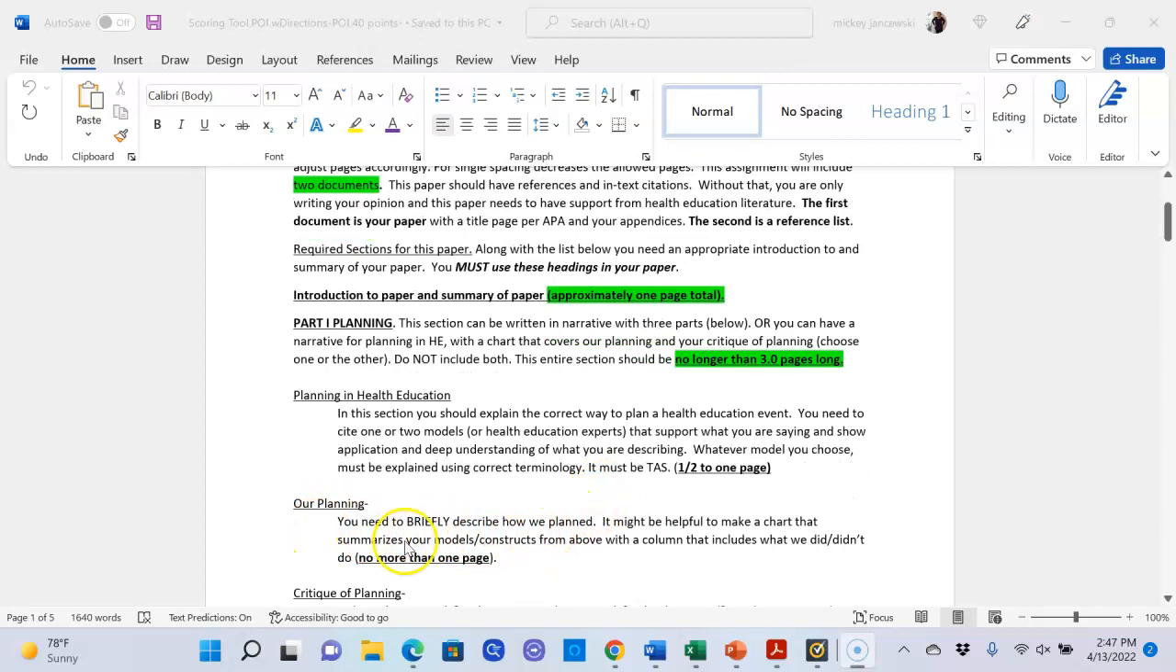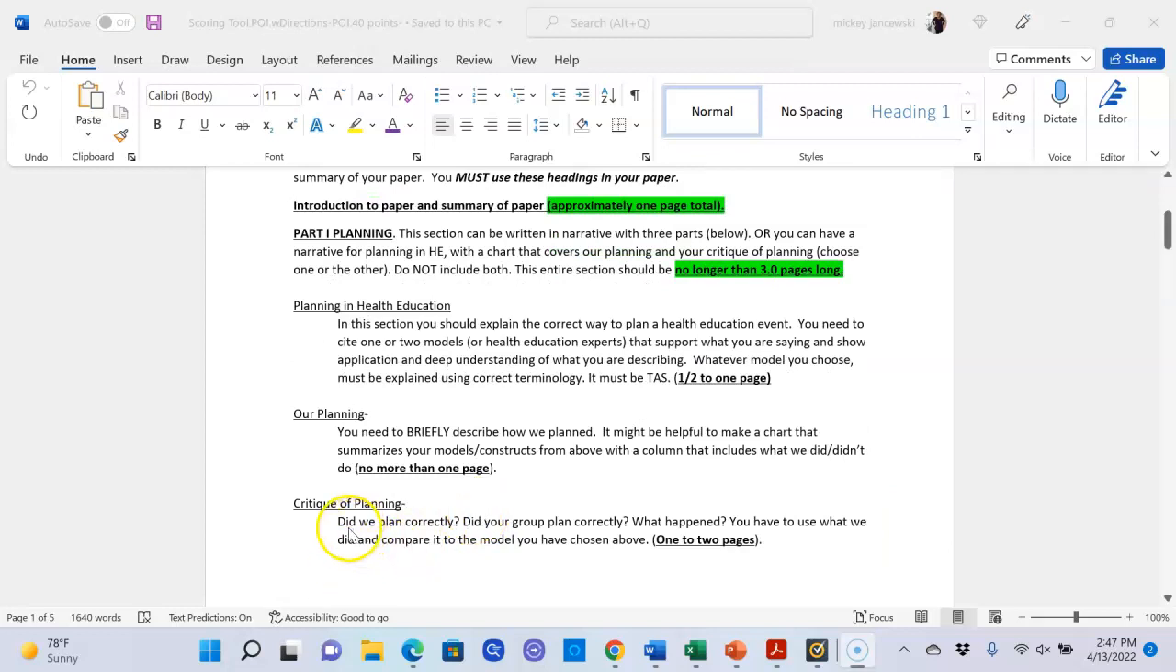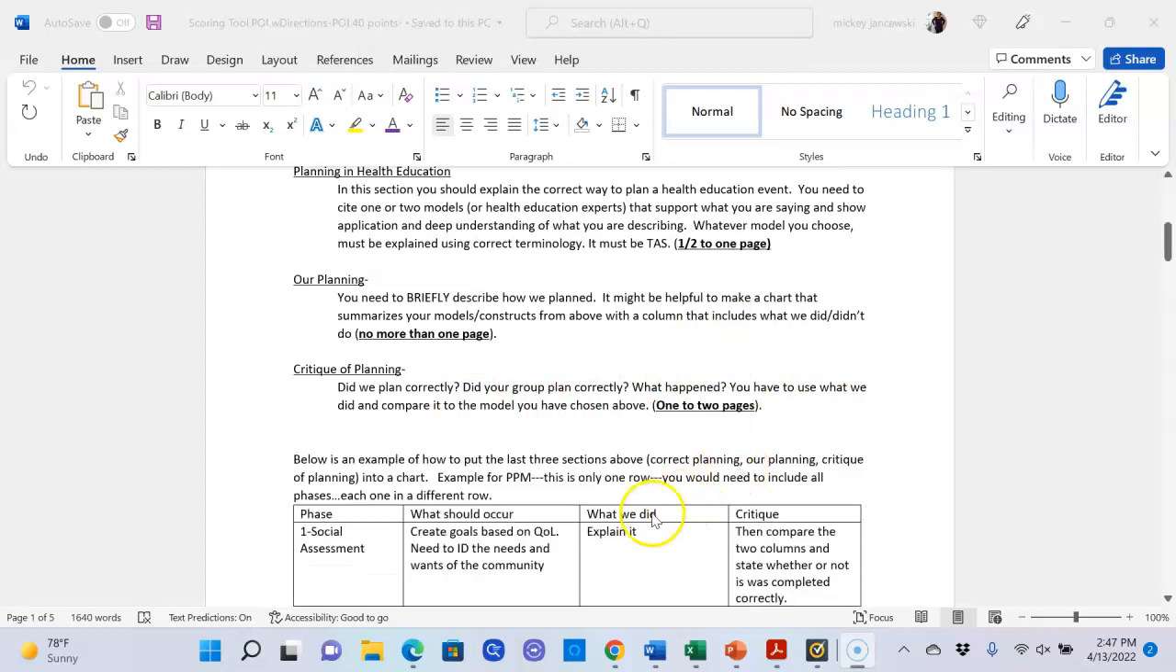Your planning, explain what your group actually did. That would be no more than a page. And critique of planning, did your group do it correctly? What happened? If you did it incorrectly, how would you fix it? And so you'll either write that as a narrative or you can put it in a chart.